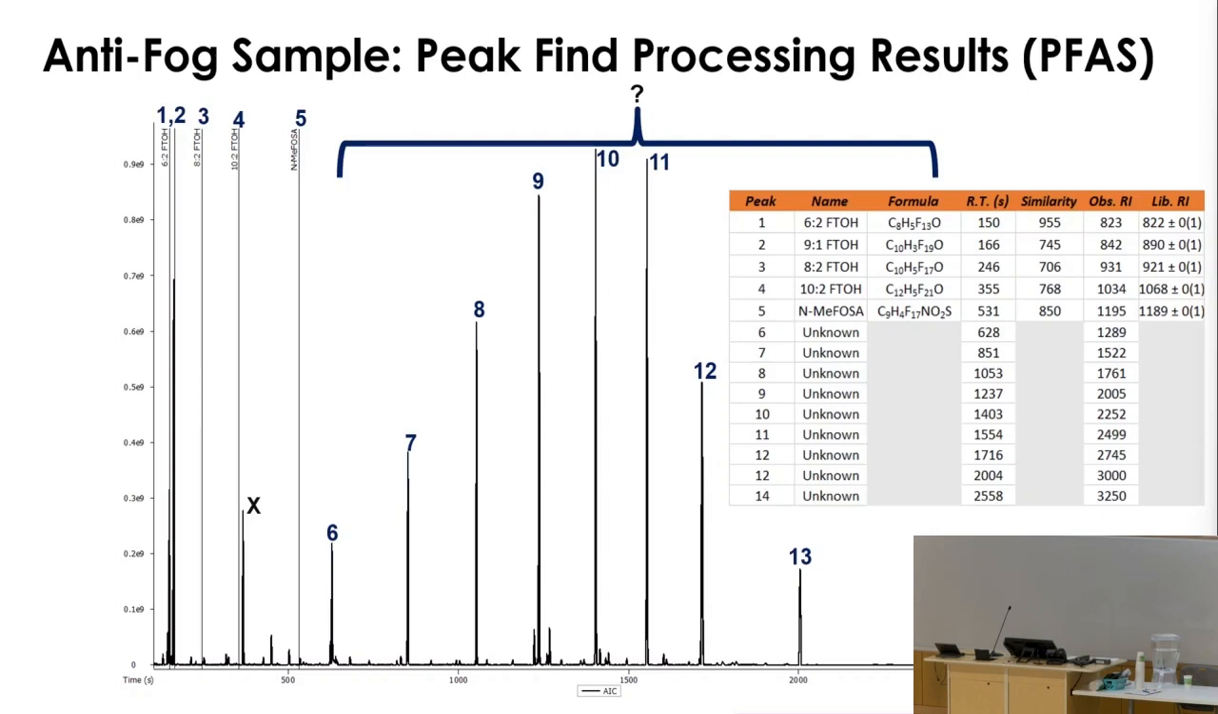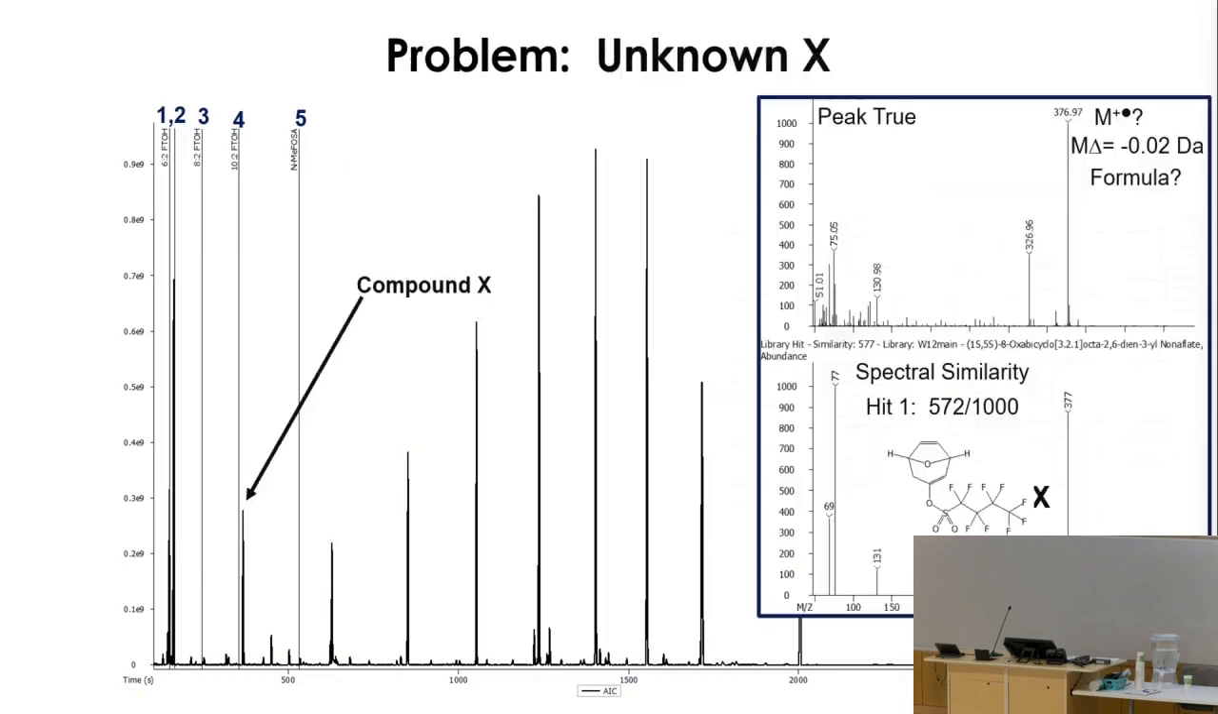But X, which I'm going to focus on, and then compounds 6 through 14 were unknown. They weren't in the NIST library at that time. I don't think they still are. They aren't in that library. They were not in Wiley library, and they were not in ChemSpider, and I checked multiple times.